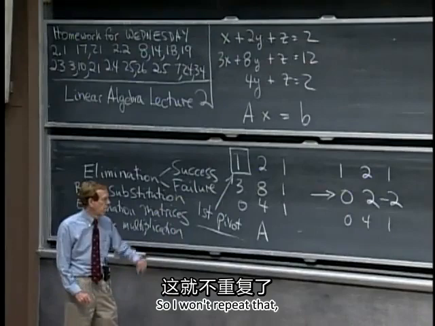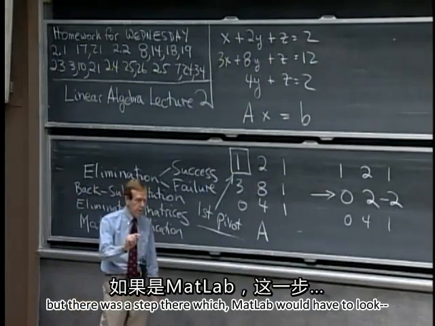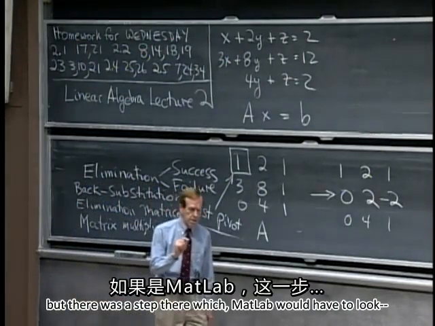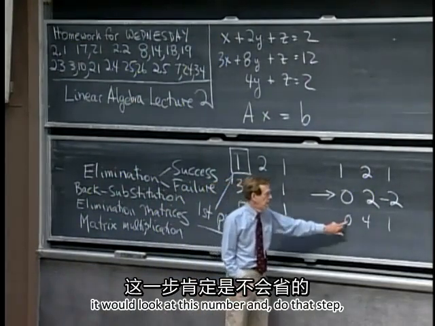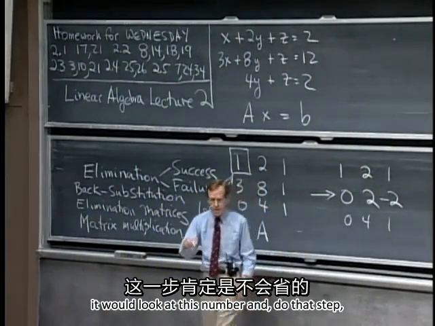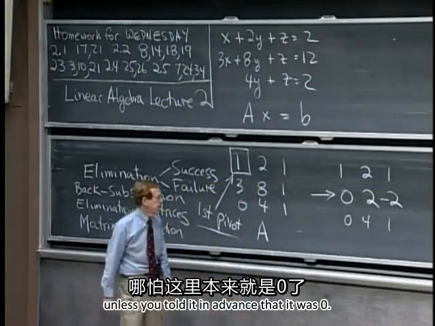So I won't repeat that, but there was a step there which MATLAB would have to look. It would look at this number and do that step unless you told it in advance that it was 0.